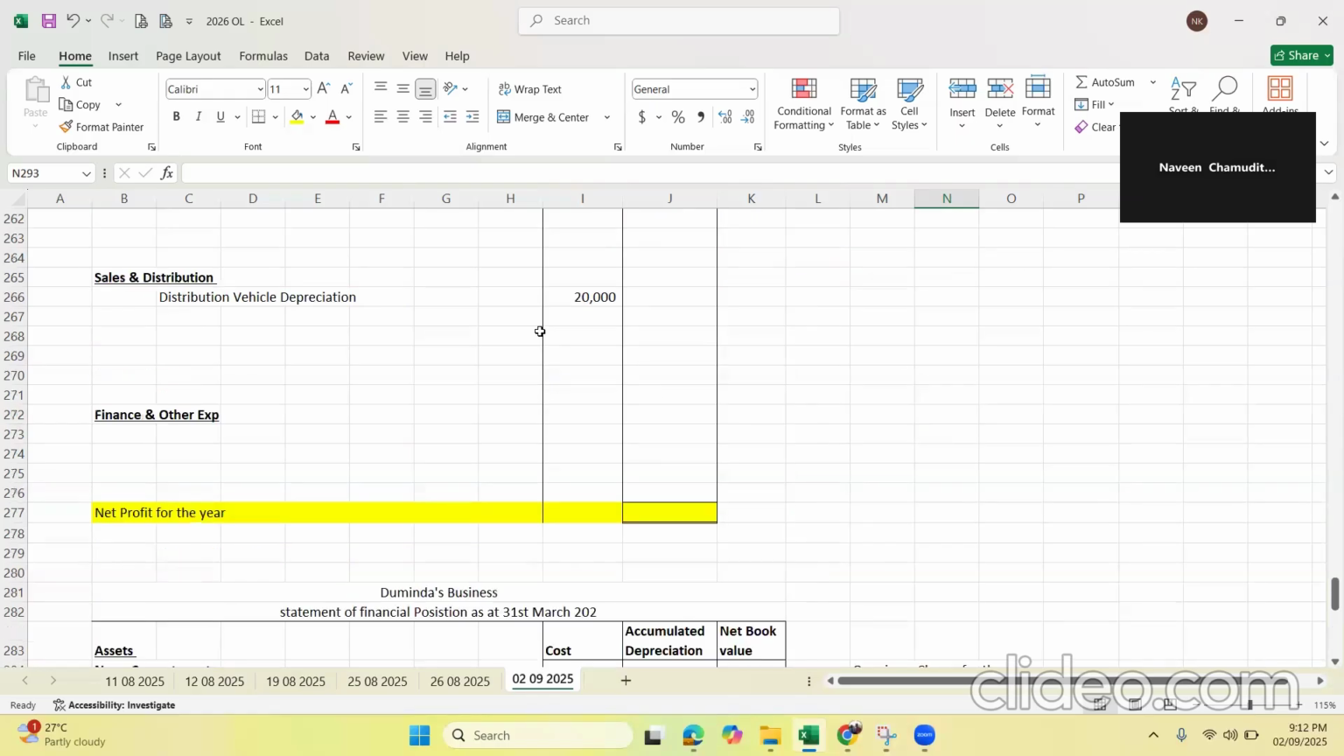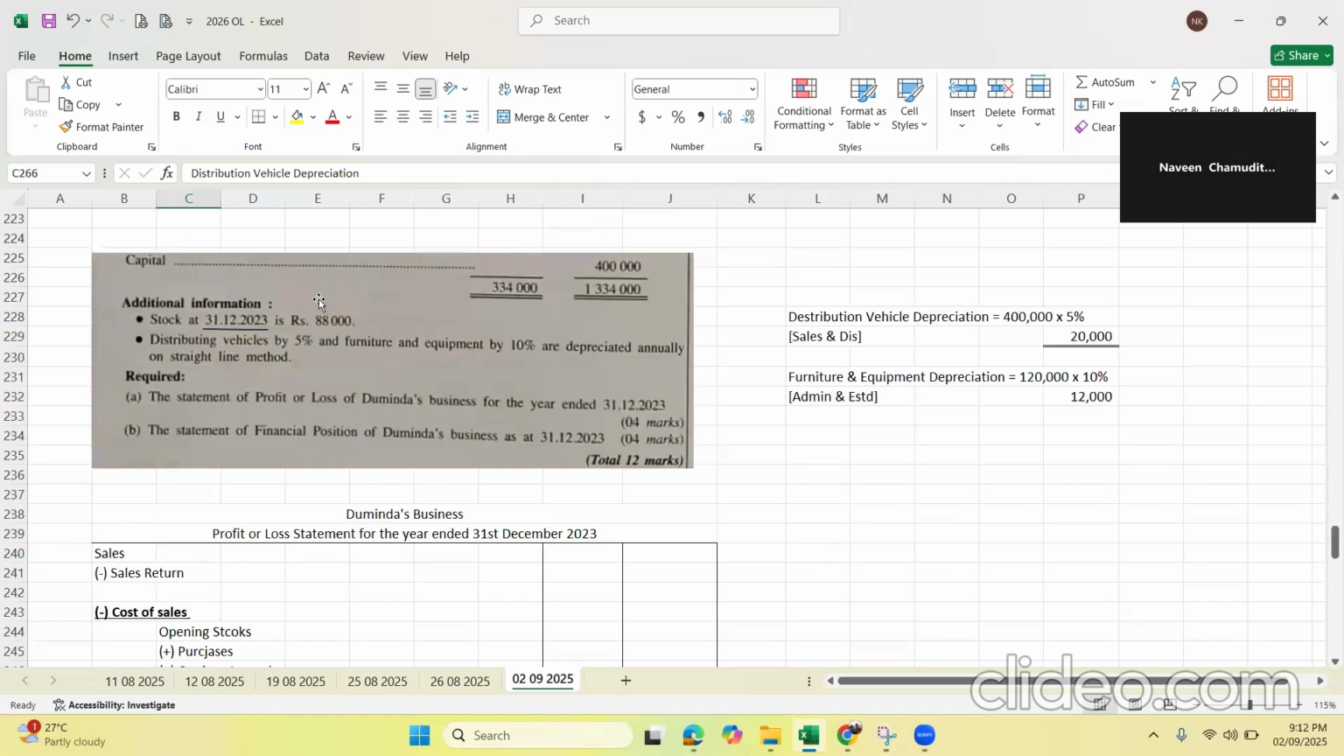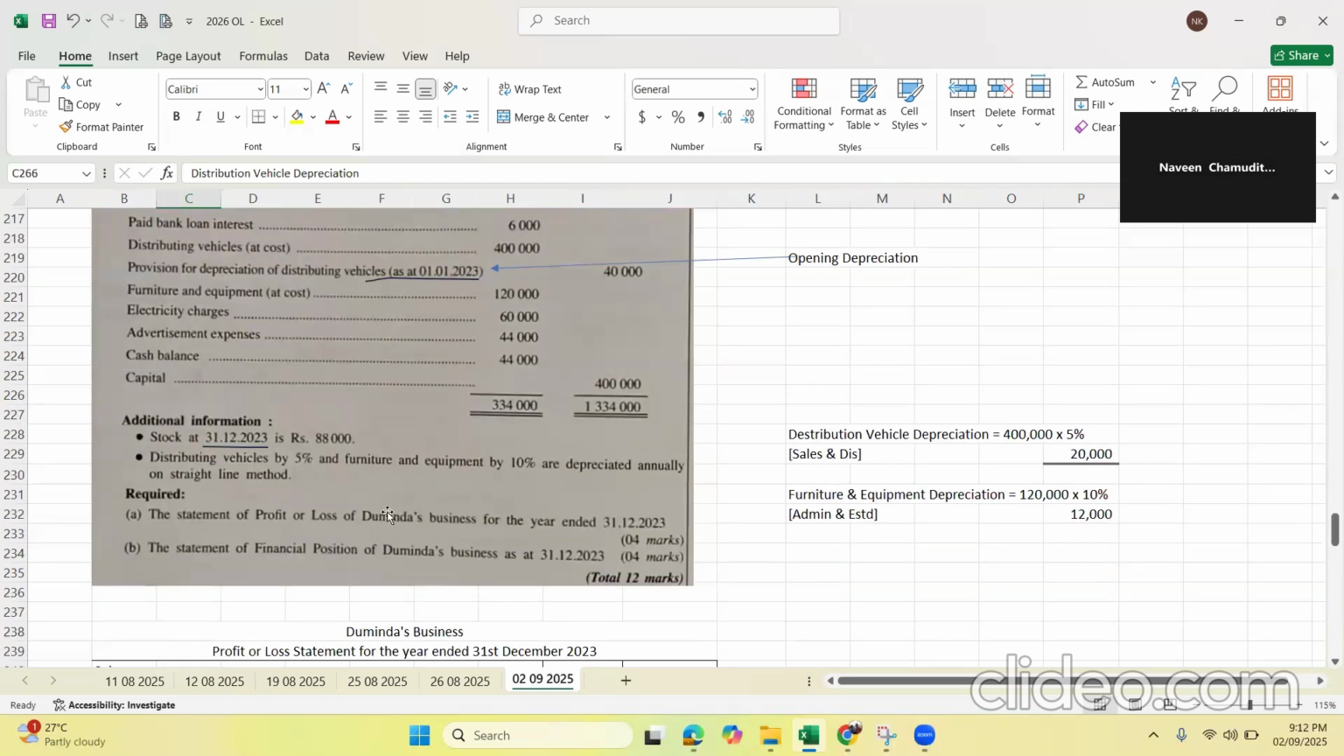Right? Depreciation is an expense. You must write depreciation under the sales and distribution because the vehicles are used for the distribution purpose, right? Therefore, the distribution vehicles will be sales and distribution expense. It's done. Then the next one, distribution vehicles by 5% and the furniture and equipment by 10%. We have done the depreciation here.